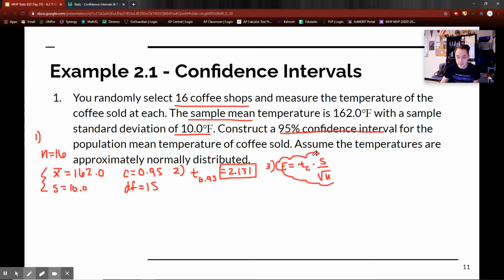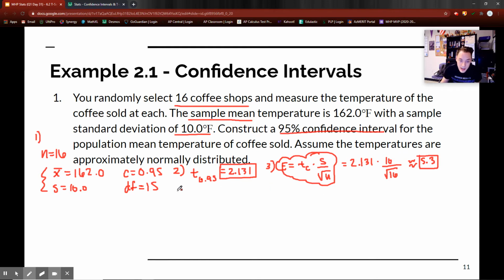So this is my formula. How do I do that? So I have 2.131. So I'm going to do that first. So 2.131 times my sample standard deviation, which is 10, all over the square root of n, which is 16. After you plug this into the calculator, you will get roughly 5.3. This is my margin of error. This is how you do everything by hand, just slowly but surely, okay?